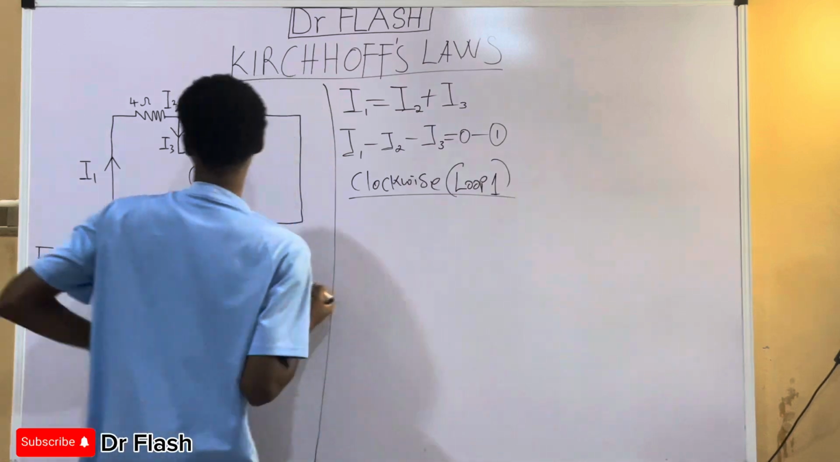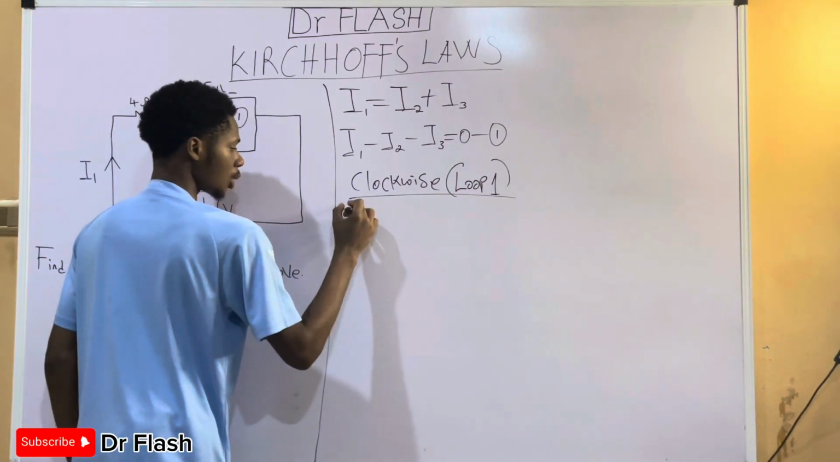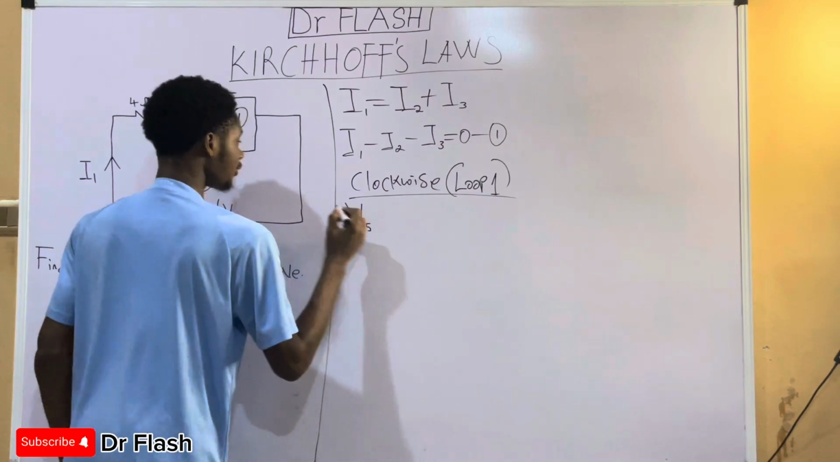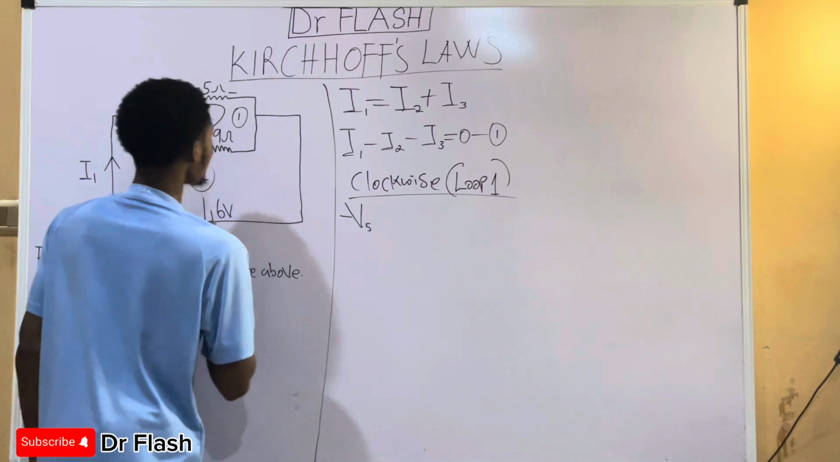What then are we going to get? We are going to get this voltage, the voltage across the 5 ohm resistor. I'm going to write it as V with a subscript of 5. Since we are going like this, remember it is what now? Negative. So we have minus 5, okay?